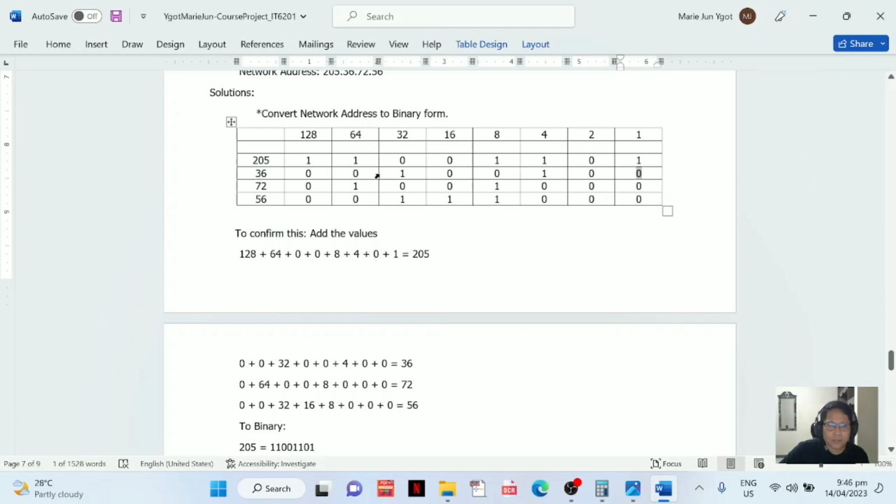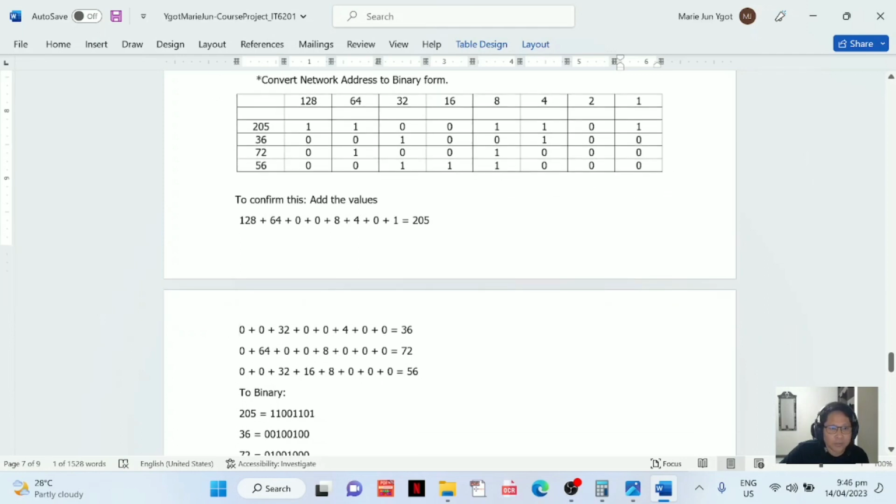To confirm this, 0, 0, 1, 0, 0, 1, 0, 0. We're on 36, right? So only 32 plus 4. So we have 32 plus 4 is 36.